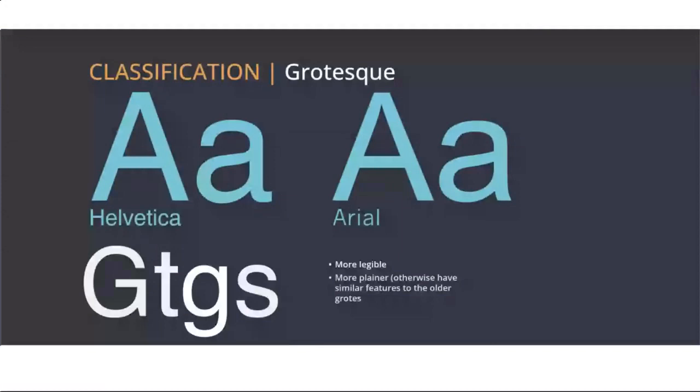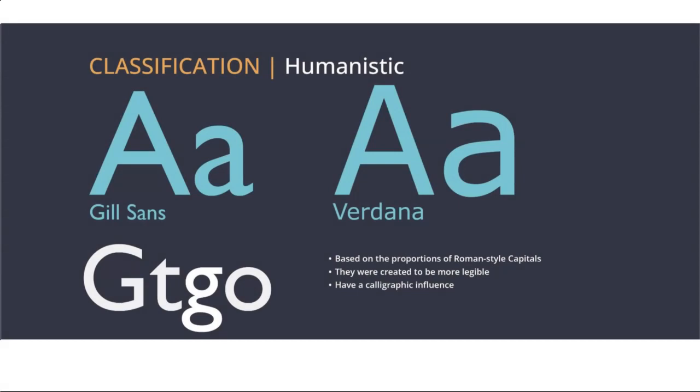Another example of grotesque is Helvetica and Arial. They're a little more legible, more plain, but make it easier to read. Humanistic is, again, just a little bit more of a feel of using a calligraphy pen. It's based on proportions of the Roman style capitals, and they were created to be more legible, and they, again, have more of a calligraphic influence.